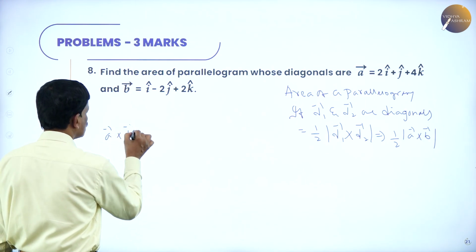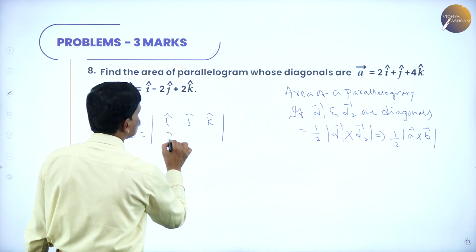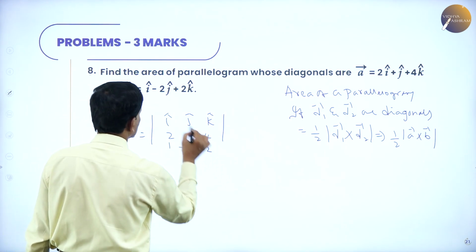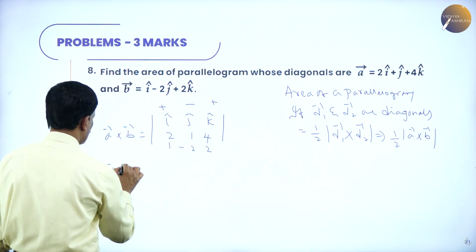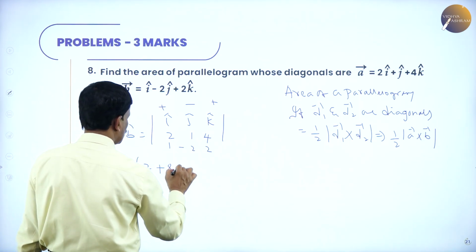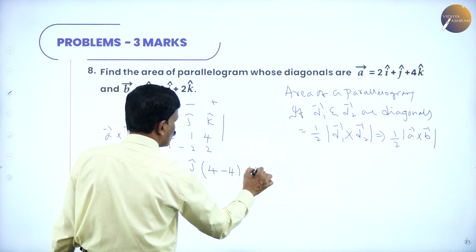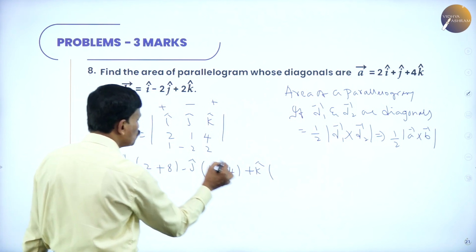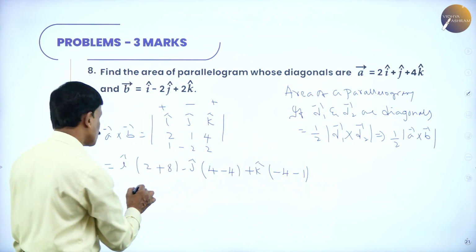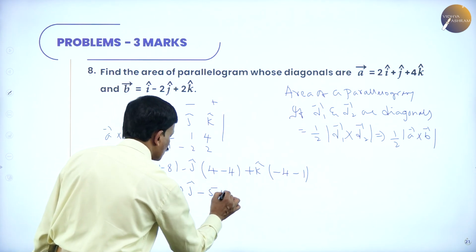So A cross B is equal to the determinant of i, j and k, 2, 1, 4, and 1, -2, with signs plus, minus and plus. Simplify this. i into (2 times 1 is 2, minus into minus, plus 2 times 4 is 8). Minus j into (this is gone, 2 times 2 is 4, minus 4), plus k into (2 times 2 is 4, minus 1 times 2 into -2, that is minus 4). So this is 10i minus 0j minus 5k.